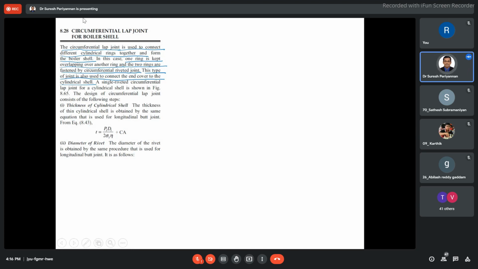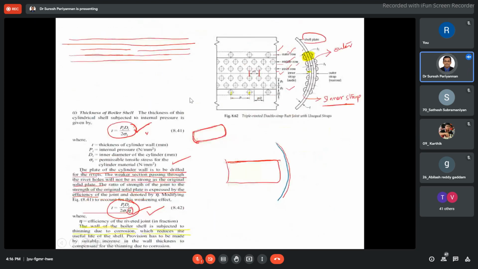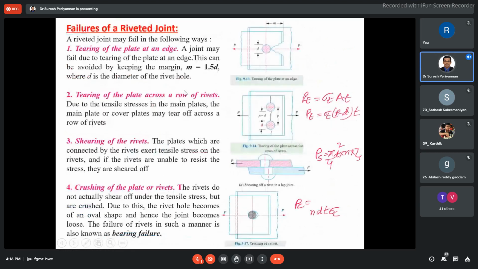The end cover of the cylindrical shell is something I will show you. Please give me a minute. I go back. We see the cylindrical shell.